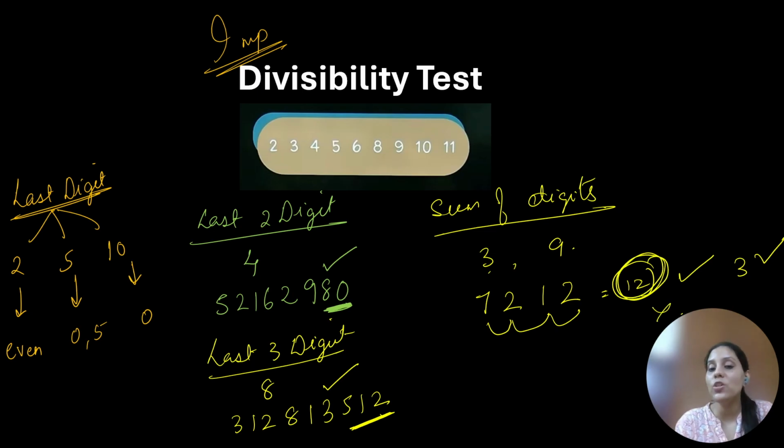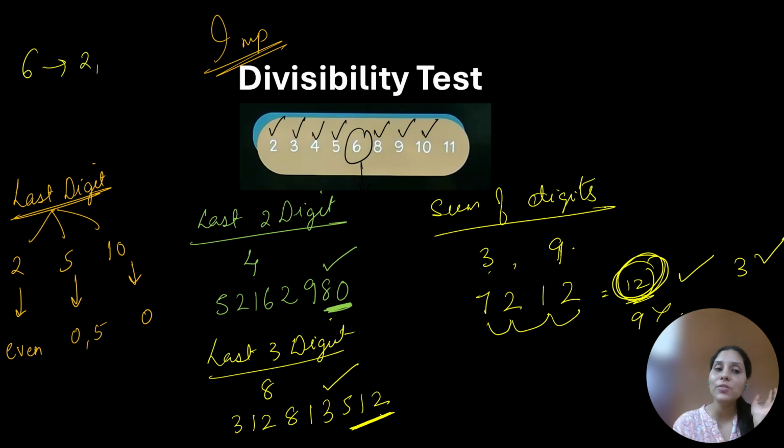The sum should be divisible by 3. Only then is the number divisible by 3. Or I can say the sum should be divisible by 9. Only then is the number divisible by 9. So what all did we see? We have seen 2, 3, 4, 5, 8, 9, 10. Now, the divisibility rule of 6 says that if the number is divisible by 2 and 3, then the number is divisible by 6.